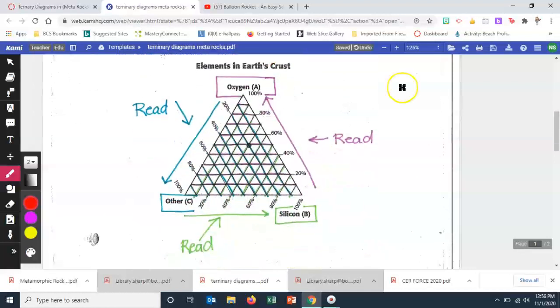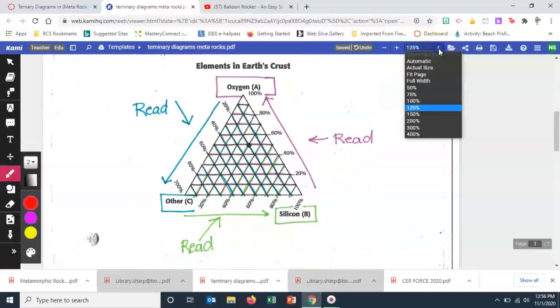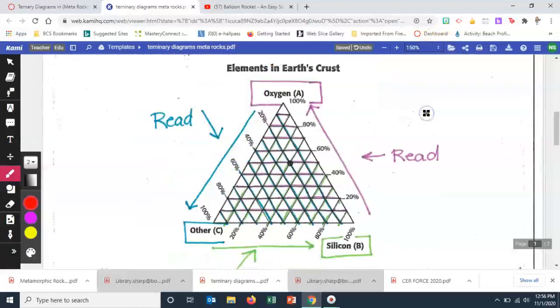And so here's our actual ternary diagram that we are going to be looking at today. So as you can see, there are three sides to a ternary diagram, like a triangle. We have oxygen, we have silicon, and we have other elements. And as you can see, I've color-coded this for us so that you could visually see how to read this. And as you can see, our three different axes actually have percentages on them.